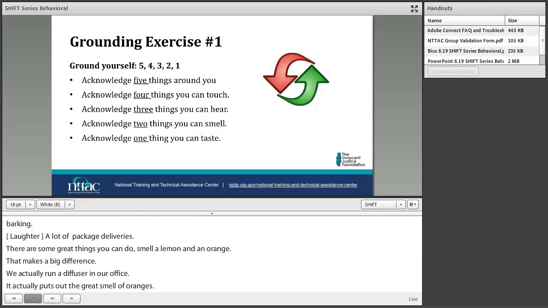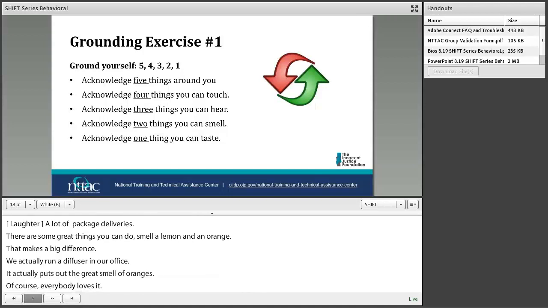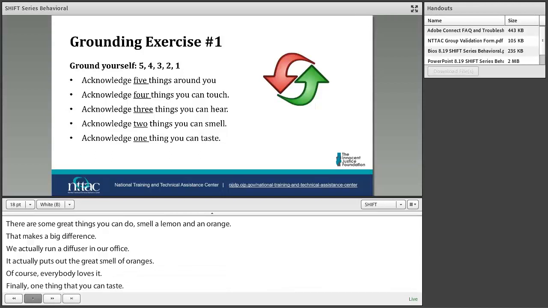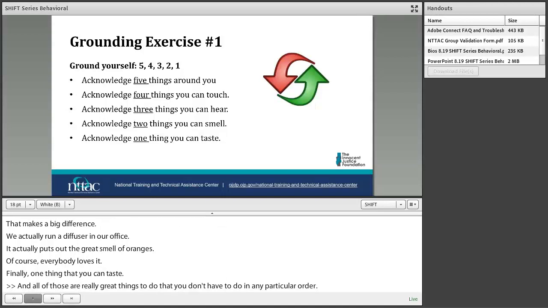So, all of those are really great things to do, and you don't have to do them in any particular order. Even though we have it listed here, because it's typically easier to find 5 things around you as opposed to 5 things that you can taste, you can do this in any order, and you can do this anywhere.